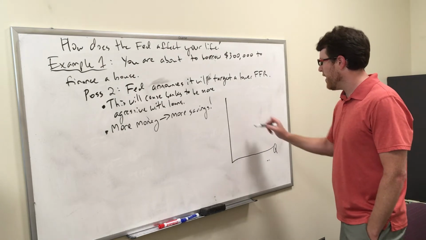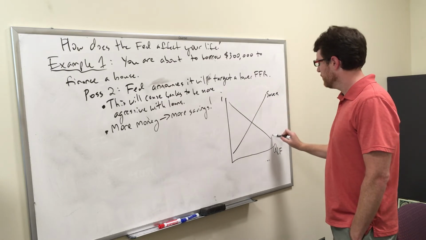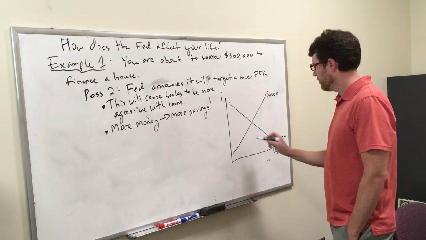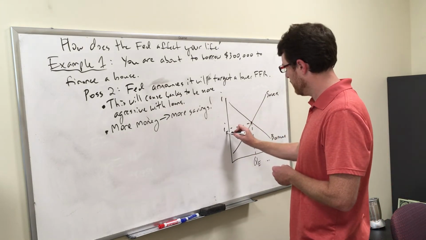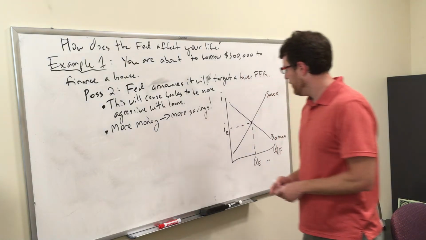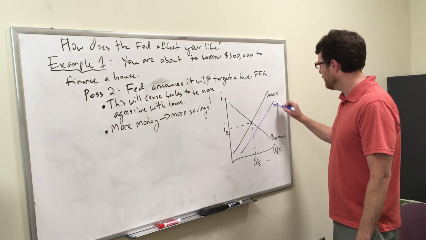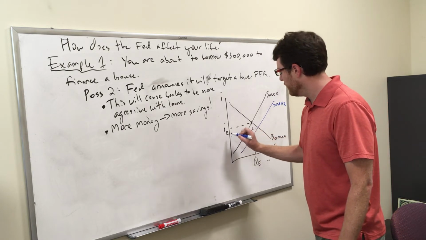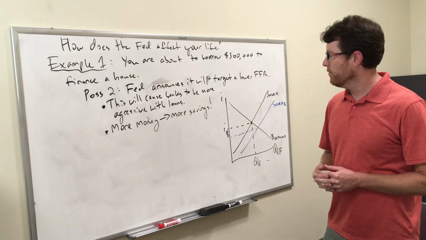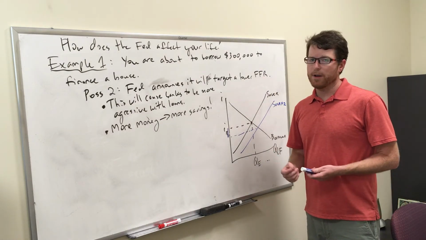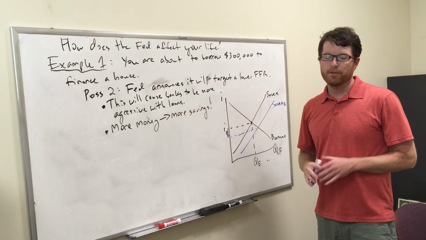So the way this is going to affect our graph, this is where we begin. Then the result is when the banks start making more loans, there's more money, there's more savings, so the savings curve shifts right, leading to a lower interest rate. So the interest rate gets driven down. So how do you use this information? Well, when the Fed says they're going to do this, if you're thinking about borrowing money, you should wait. You should wait until the federal funds rate drops so you get a lower interest rate. This is very helpful to you.